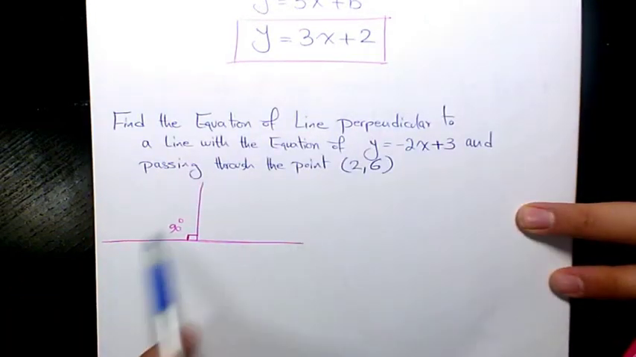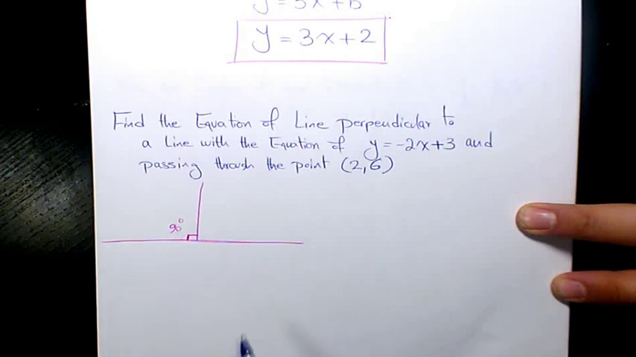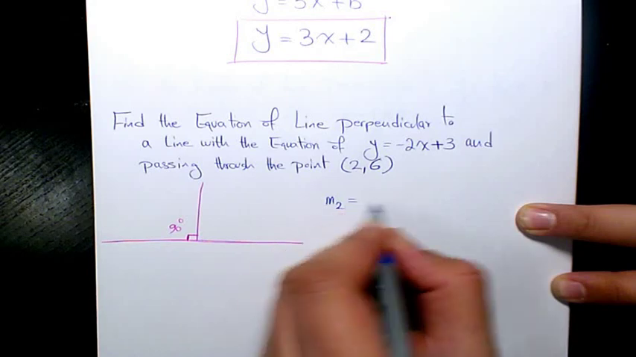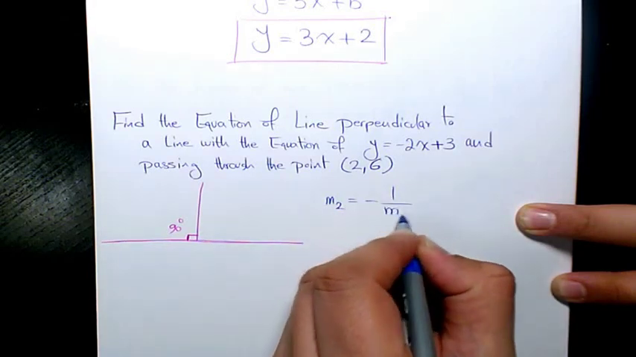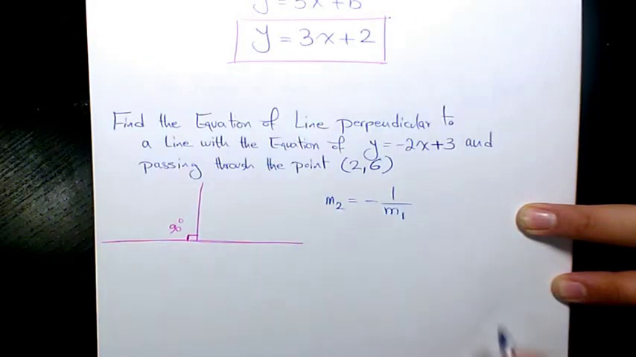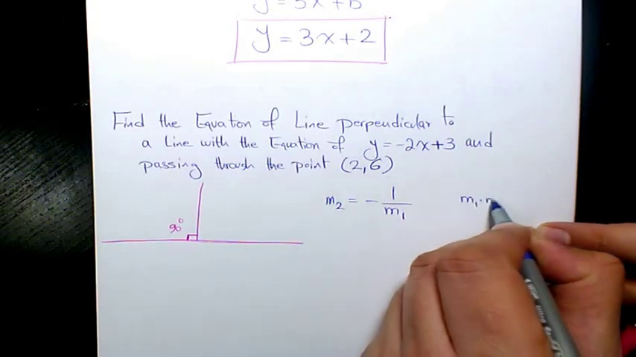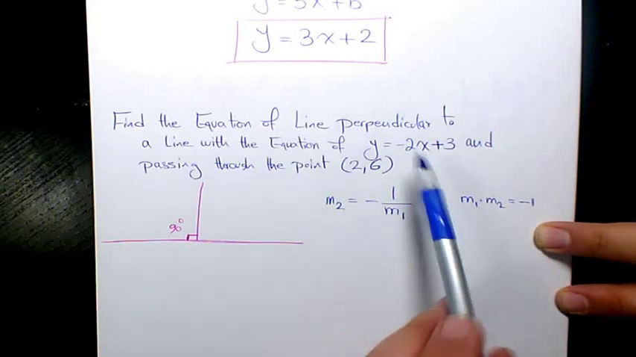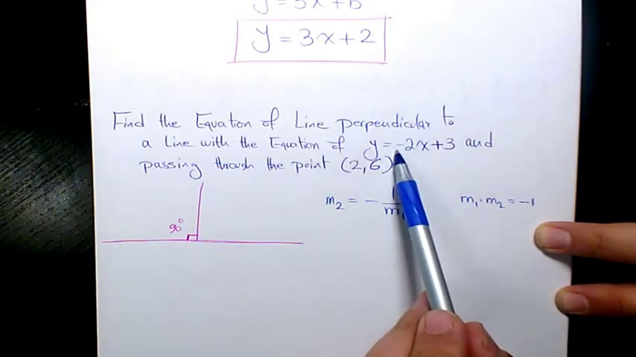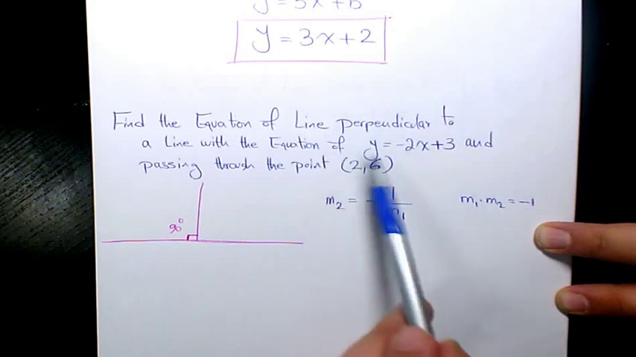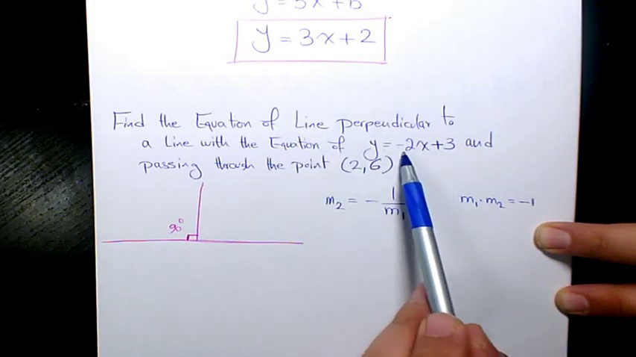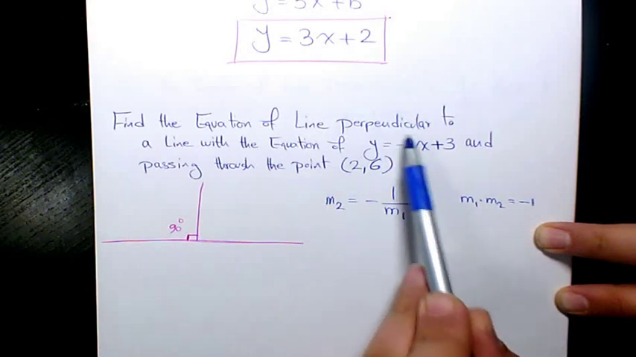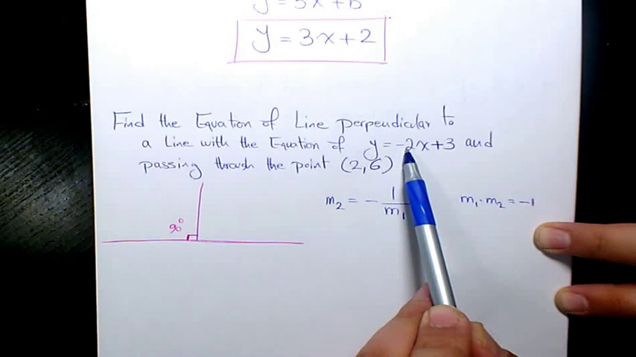What's the relationship between the slopes of 2 perpendicular lines? We can say the slope of one of them is going to be negative 1 over the slope of the other one. Or we can say m1 times m2 is always equal to negative 1. For example, in this case, since one of the lines is negative 2, the other line which is perpendicular to this line has to be positive 1 over 2. So it means that we change the sign and we also flip the number.